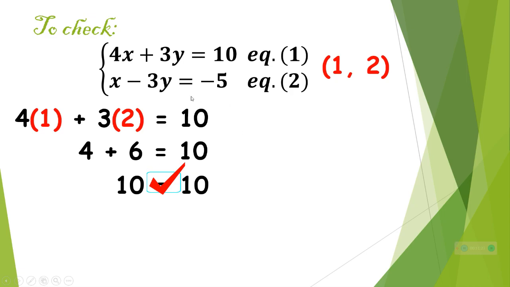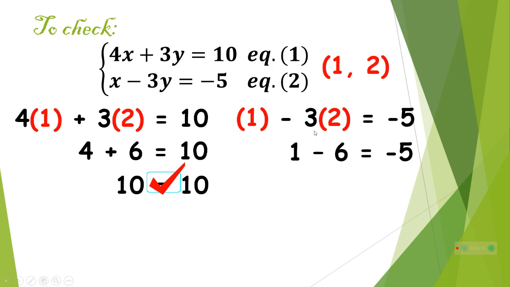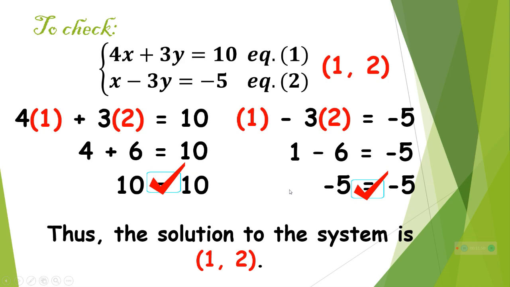For the second equation, we have 1 minus 3 times 2 equals negative 5. Then just continue solving. So you will have here 1 minus 6 equals negative 5. Then 1 minus 6 is negative 5, which is equal to negative 5, is also true. So since we have true on the first equation and true also on the second equation, therefore, the solution to the system is (1, 2).